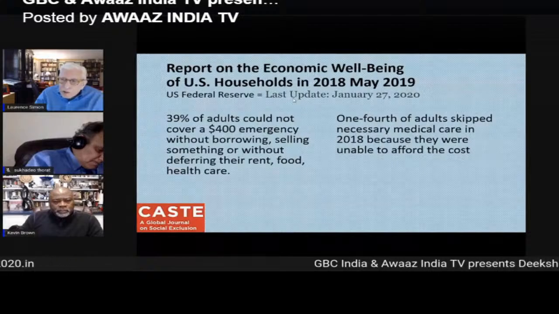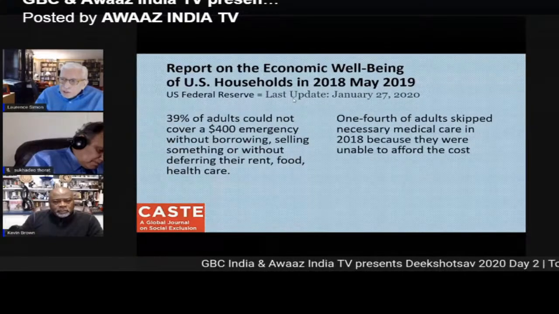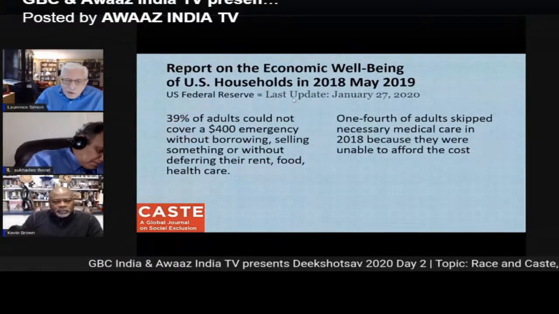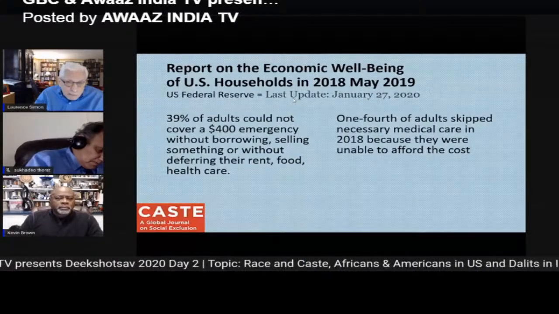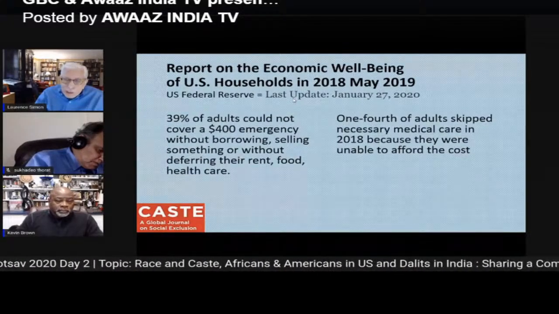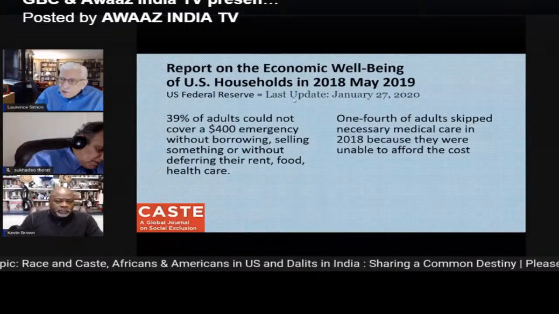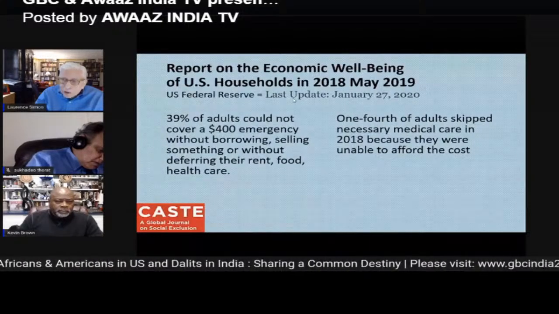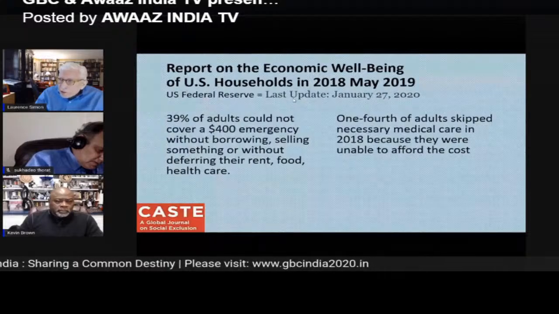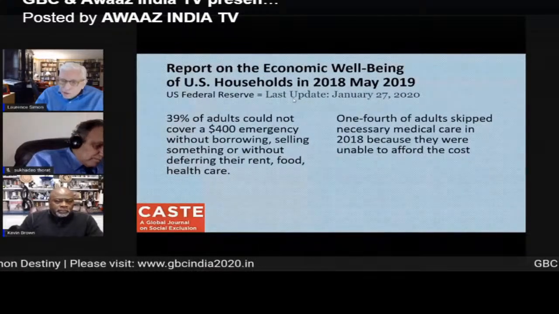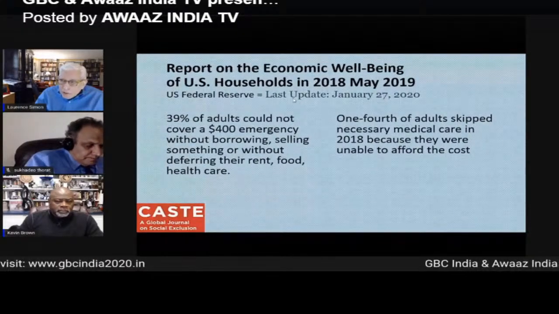And these are the last two slides. This data is from the United States Federal Reserve. The U.S. Federal Reserve is the central bank of America. Okay, and periodically they do a survey of household income in the United States. This data is from their last update, January 27, 2020.